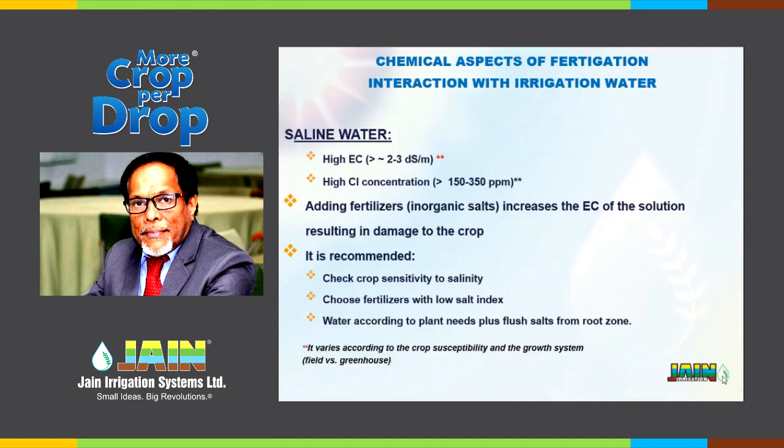And for example, our urea will come about 104. Okay. Potassium sulfate, a very good fertilizer with very low salt load, comes only 46, which is far less than even the standard. So knowing that water is saline, the fertilizer chosen should have a low salt index. So you don't make the salinity worse, you only try to improve it.